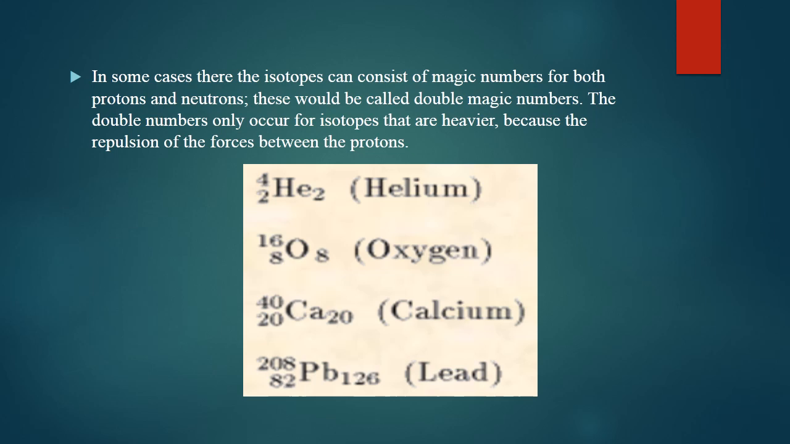These contain isotopes. There are isotopes of these magic numbers of both protons and neutrons, and they are termed as double magic numbers. Double magic numbers can occur for isotopes that are heavier because of the repulsion of forces between the protons. Since it shows the forces of repulsion as a Coulombic repulsion existing between a proton and a proton, it shows greater repulsive force, and they are heavier when compared to others, and it is called isotopes.